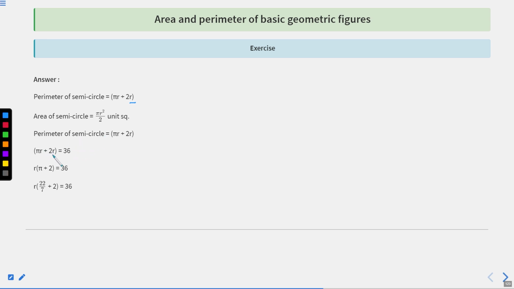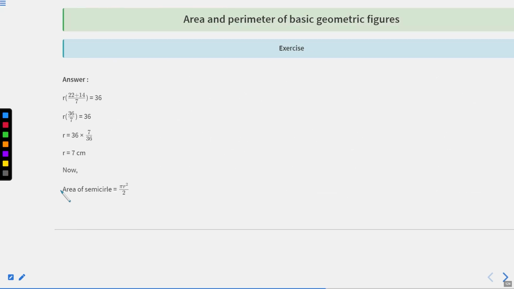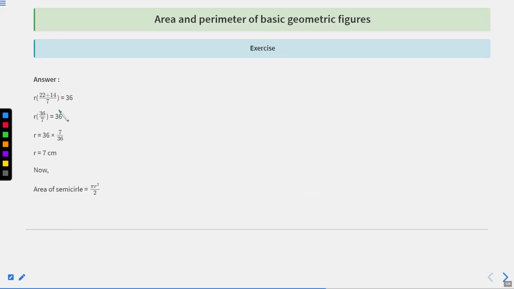So pi r plus 2r equal to 36. Take r common, correct? And now you will have r times 22 by 7 plus 2 equal to 36. R times 22 plus 14 by 7 equal to 36. On simplification, you will have 36 upon 7 times r equal to 36. 36 will get cancelled, and r is 7 centimeter.